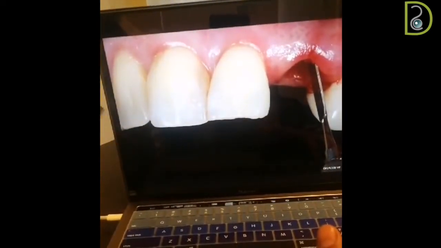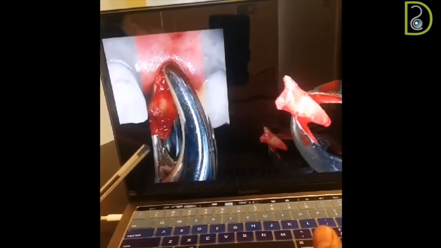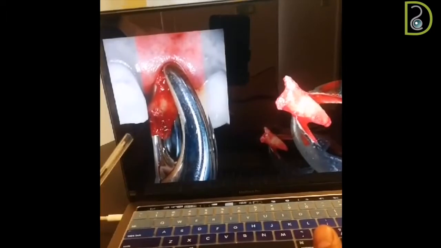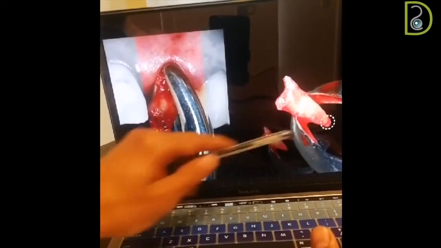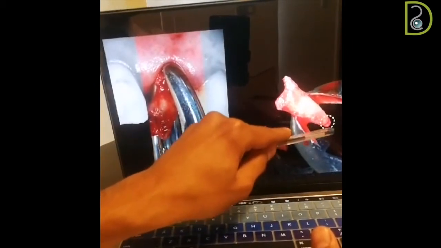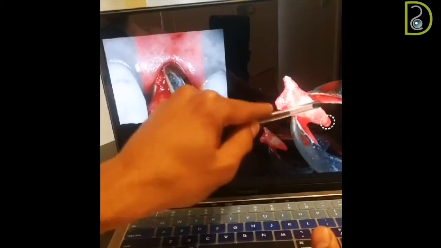Here we remove the crown first, and again, similar to the previous case, we use the periotome to sever the periodontal ligament, and after that we use small luxators and the forceps to extract the tooth. As you can see in this picture, the periapical pathosis, or the granulation tissue, is attached to the tip of the root.